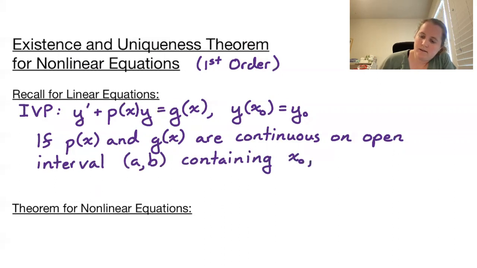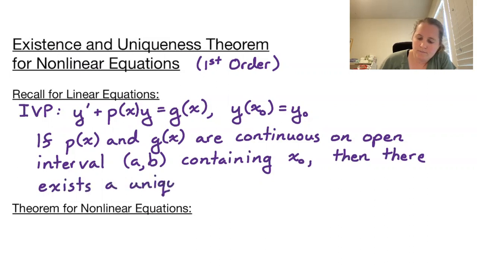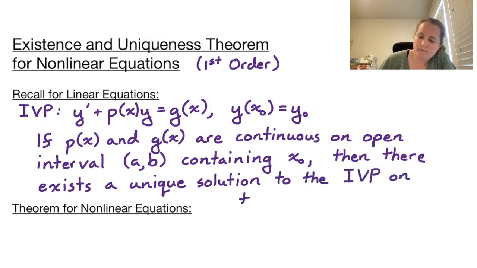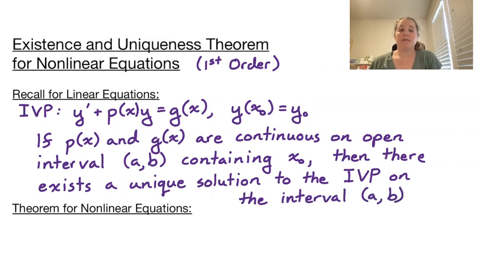then there exists a unique solution to the IVP on the interval AB. So in this condition, as long as we have that continuity for both P and G over the interval, there is a unique solution on that entire open interval.